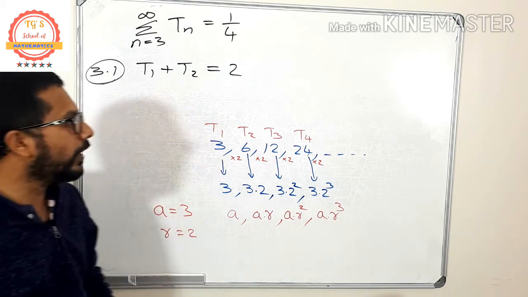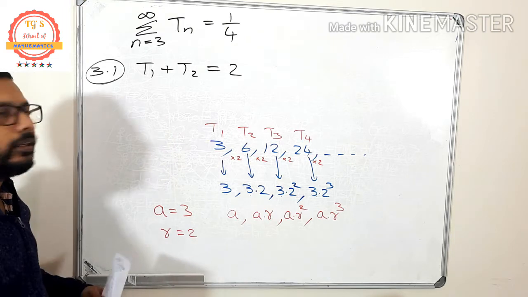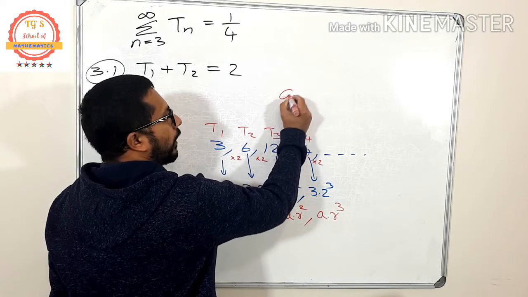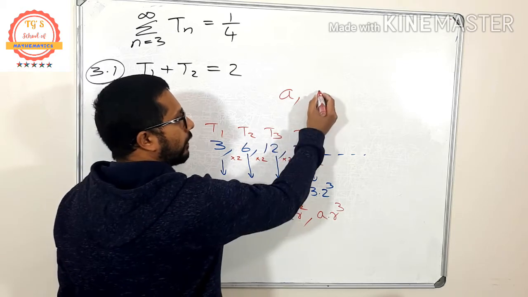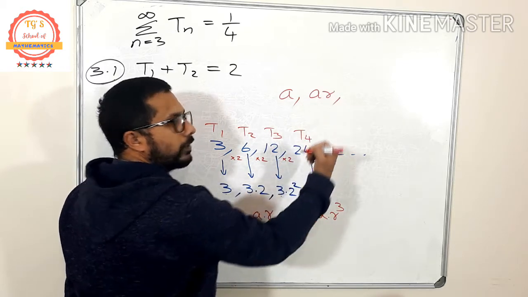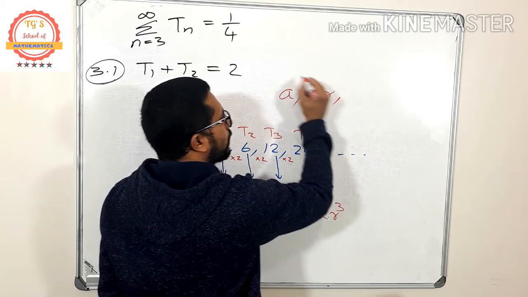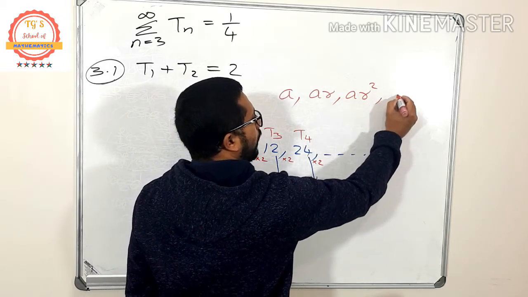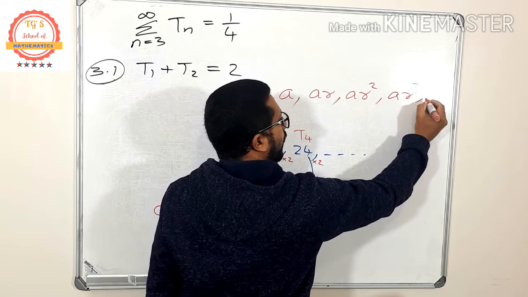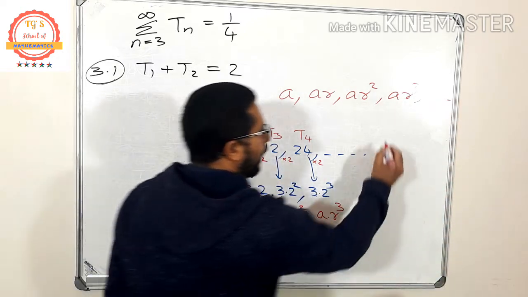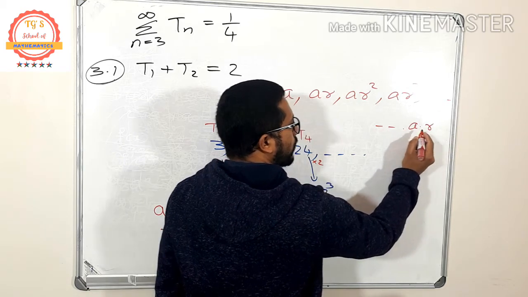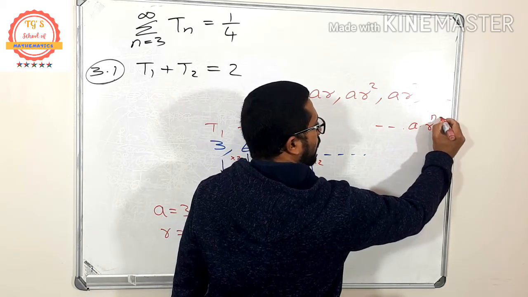So now leave this one and try to understand like this. In a geometric sequence, we can write generally like this: A, second term AR, then AR squared, AR cubed, etc. And the last term, the nth term, is A times R raised to n minus 1.